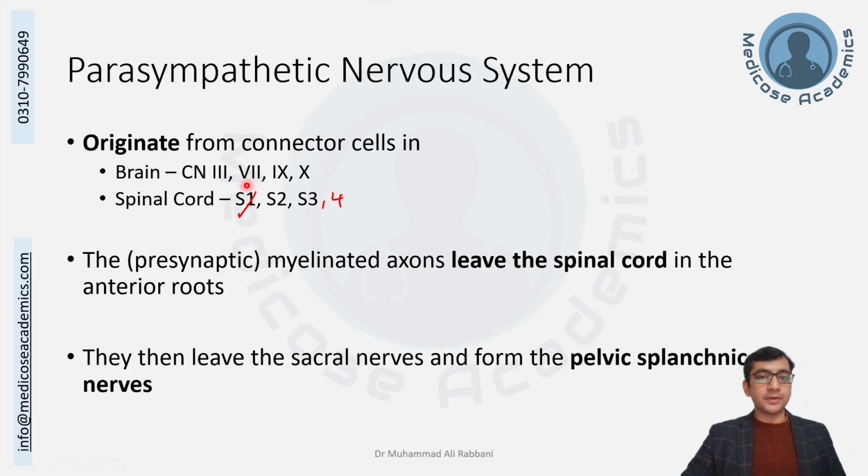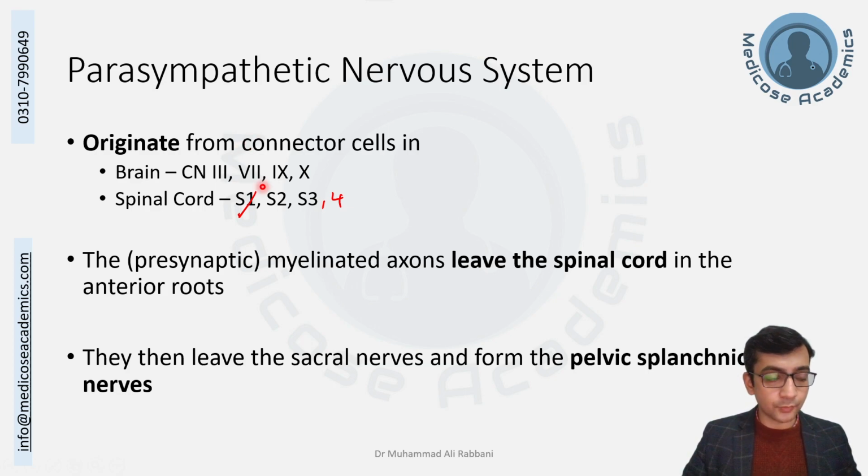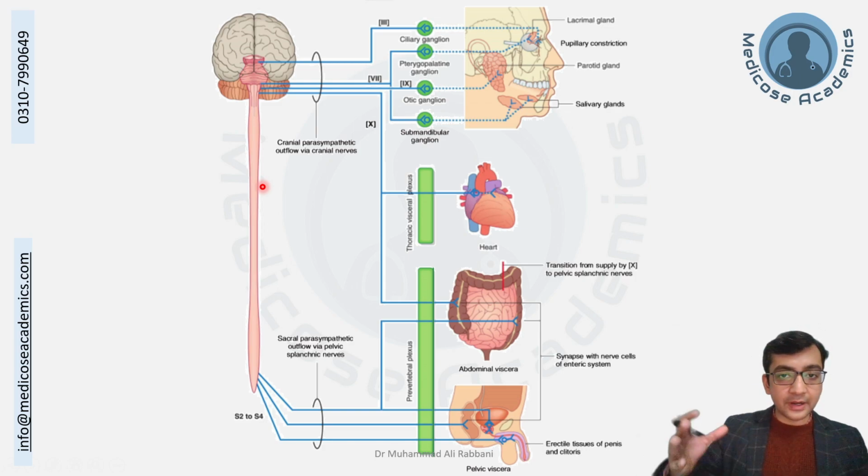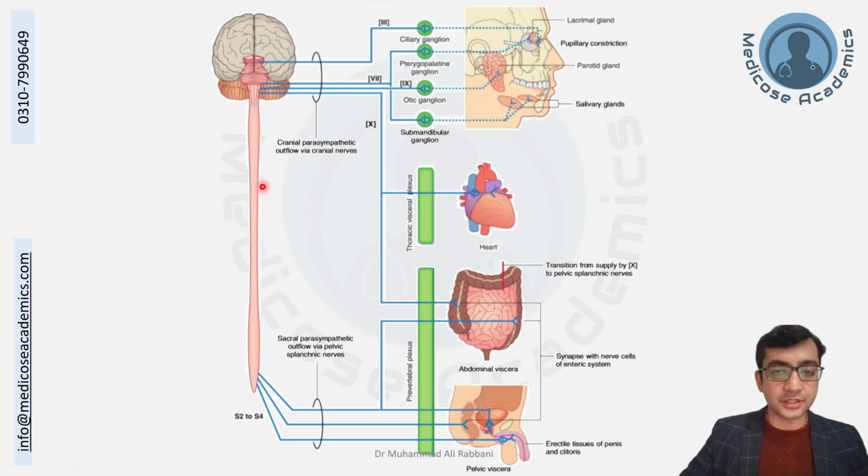So these fibers that are originating from the cranial nerves and from S2, 3, 4 are the presynaptic fibers. They have to synapse in a ganglion before going to the effector organ. So in this case, there is no well-defined chain as we saw in the sympathetic system. They have their own ganglia depending upon the regions.